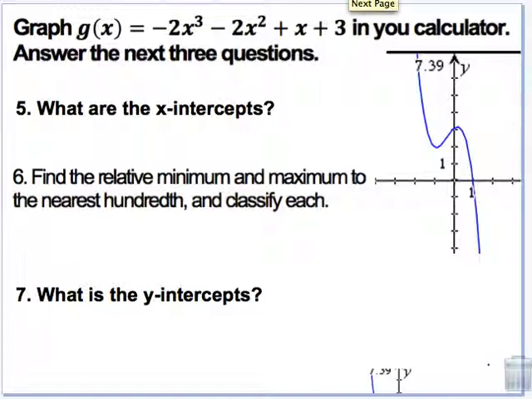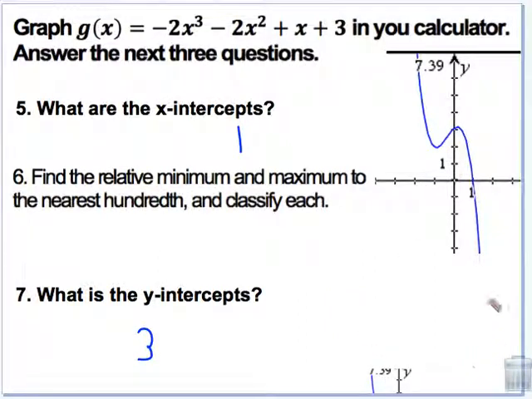All right, so for this one, graph the function and then answer the next 3 questions. So what are the x-intercepts? Well, this one only has one x-intercept at 1. Then let's skip number 6 for now. What is the y-intercept? It looks like it's approximately 3. For this purpose, we're just going to say it's at 3.